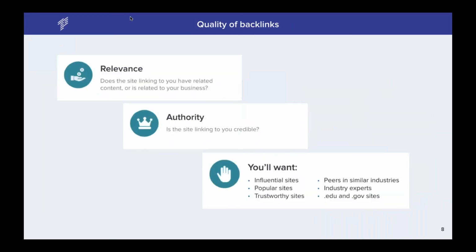Okay, so now let's talk a little bit about the quality of backlinks, because I think it's really important that it's always quality over quantity. You can have a lot of links, but if they are poor quality, it's not going to be that valuable for you or your website. So what does it mean that a link is of high quality? First of all, it has to be relevant, so it has to be related to your business. And second, it has to have authority. It has to be something that is credible.